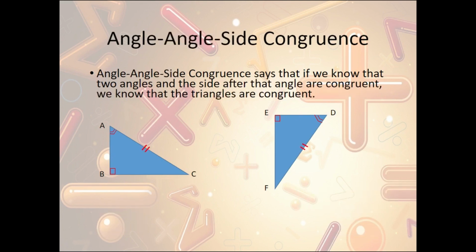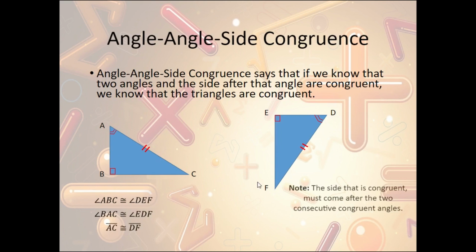Now let's take a look at angle-angle-side congruence. So this says that if we know two angles and then the side after those two angles, then we know that the triangles are congruent. So here we have angle ABC is congruent to angle DEF. We have angle BAC is congruent to angle EDF. And we have side AC is congruent to side DF. So we have two angles and the side that comes after them are all congruent. So therefore, we would say the triangles are congruent. Triangle ABC is congruent to triangle DEF using angle-angle-side.